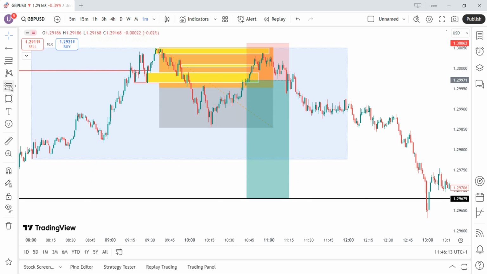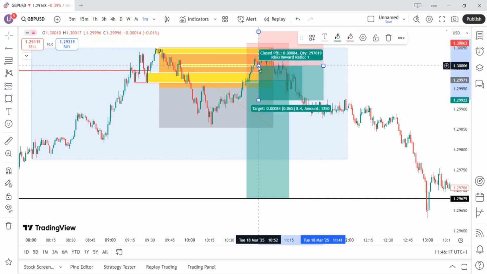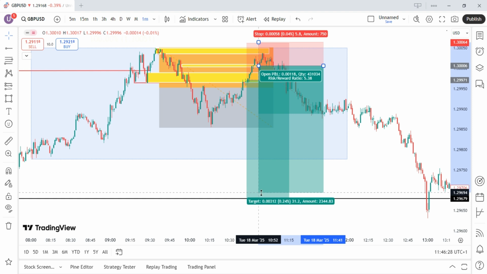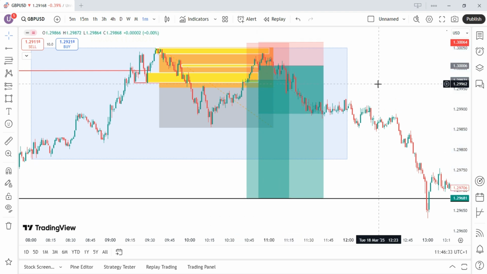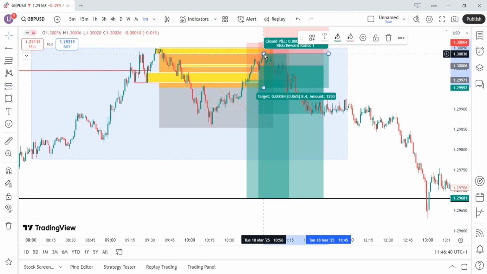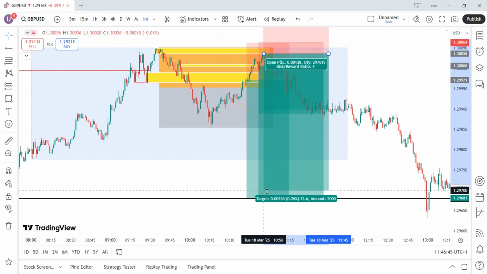So the second entry comes at this fair value gap here. This fair value gap is the second entry. We see how this stop loss now is smaller. This one is now giving us about 6 pips stop loss, and we are targeting the same zone, the same 30 minutes liquidity order block. And the third entry is from this zone. Okay, so the third entry gives us a higher risk reward ratio.